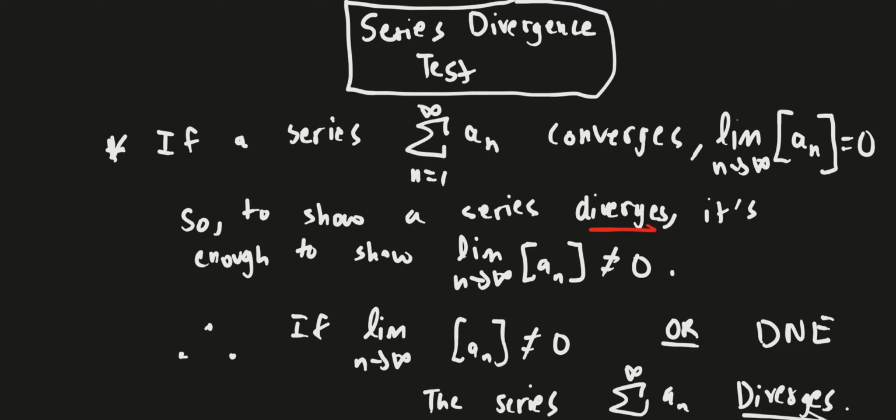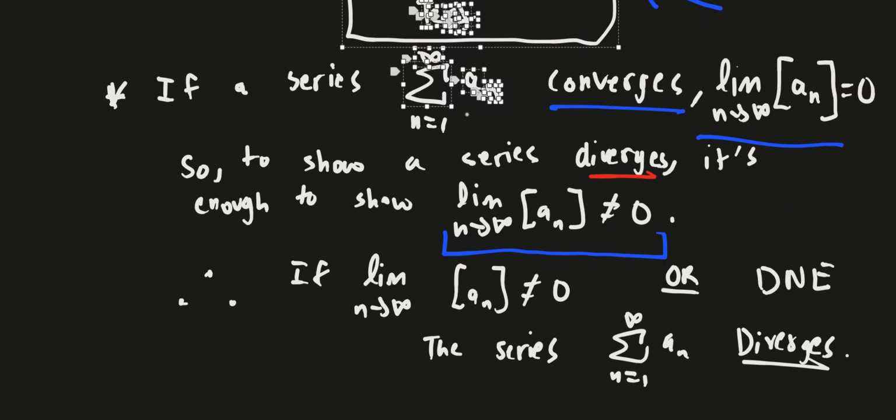Make sure that you get this. If a series a sub n converges, then for sure your limit is equal to 0. But if your limit is equal to 0, you cannot say that your series converges. You can't go in the opposite direction. But to show a series diverges, all you need to do is show that the limit as n approaches infinity of a sub n is not equal to 0. If it's not equal to 0, or if it does not exist, you can automatically say that your series diverges. That's the series divergence test. That's why it's called the divergence test, because it helps you prove that something is divergent, not necessarily convergent.